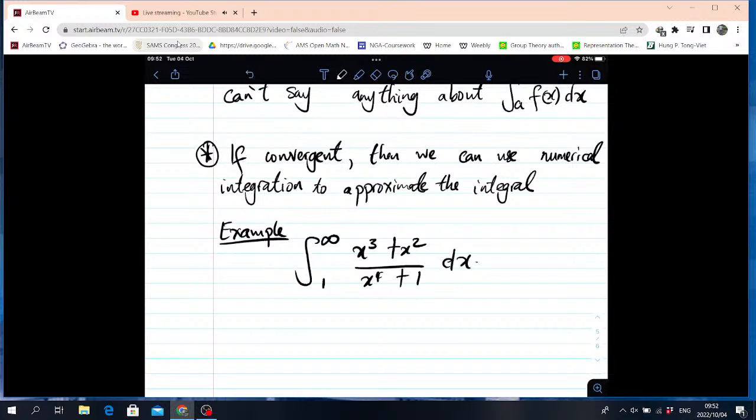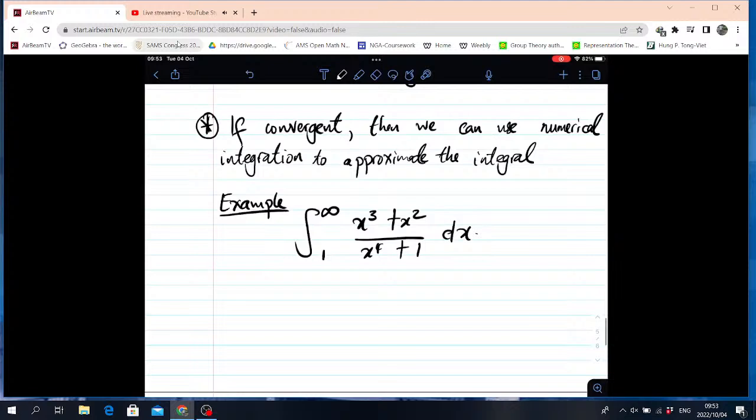Right, so here we've got this integral, and then we want to determine if it's going to be convergent or divergent, right? So what do we do? So if you've got a rational polynomial like this, you look at the highest power of the numerator and then the highest power of the denominator, right?